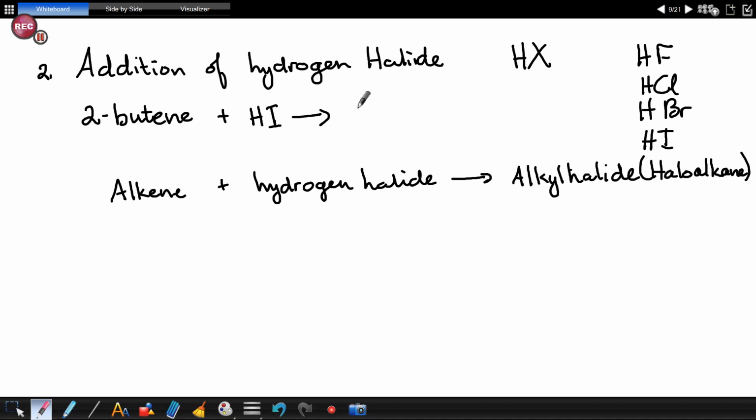Okay, so what will this be? Iodobutane. You saturate it. The double bond breaks. Where will the iodine join? On the first, second, third, fourth carbon? Which one? So this would be 2-iodobutane.